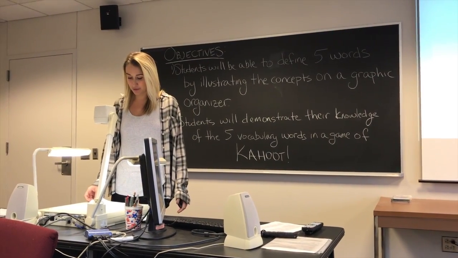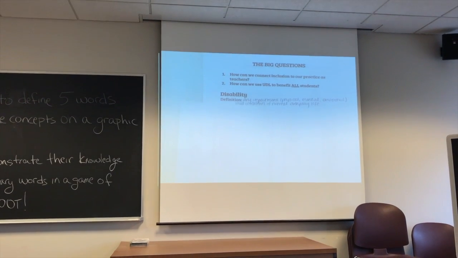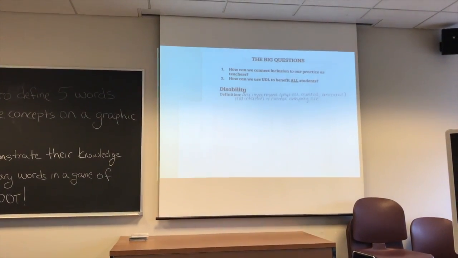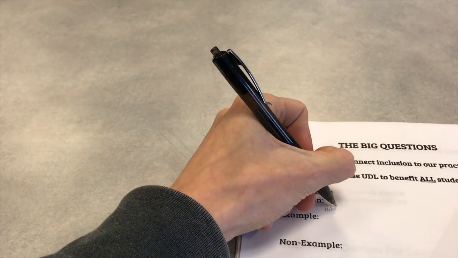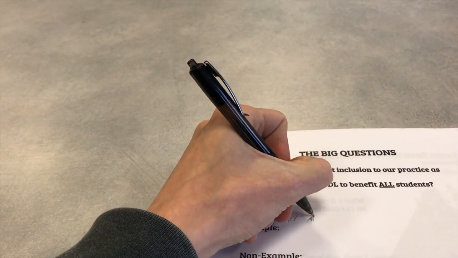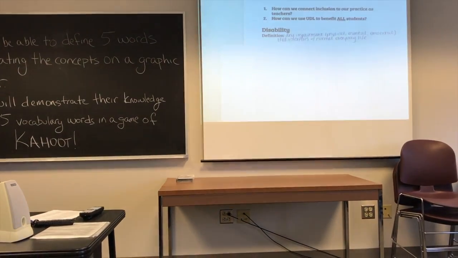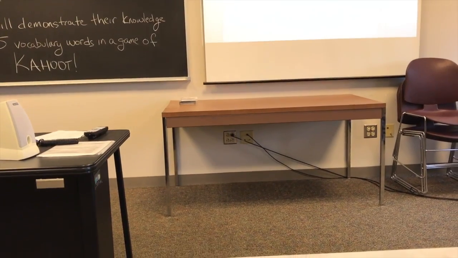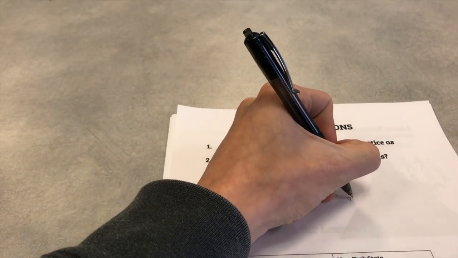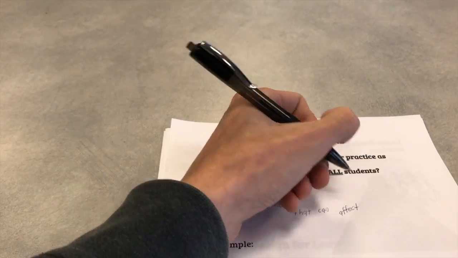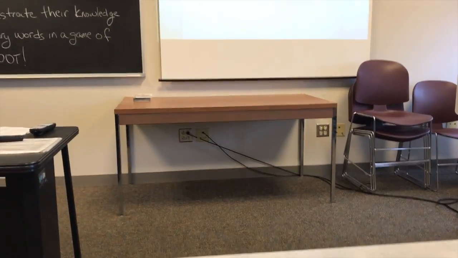So the first one we're going to start with is a disability. And I'm going to model for you here how we're going to go through the rest of our notes. So we're going to start with just defining the term. So here for disability I have any impairment, physical, mental, emotional, that interferes with our normal everyday life. And this could be normal everyday life at home or in the classroom. That's kind of what we mean by that. Again, disability is any impairment, physical, mental, emotional, that interferes with normal everyday life.